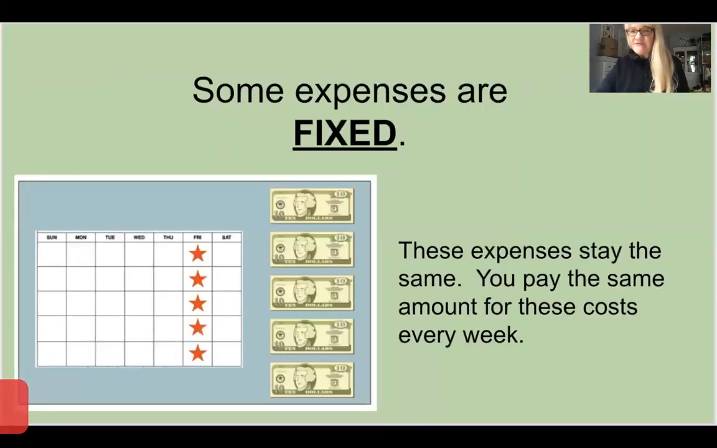Some expenses are fixed. Fixed means they don't change. These expenses stay the same. You pay the same amount for these costs every week. Okay, they don't change. So you pay $10 or whatever the amount is every week for that expense. It's fixed. It doesn't change.